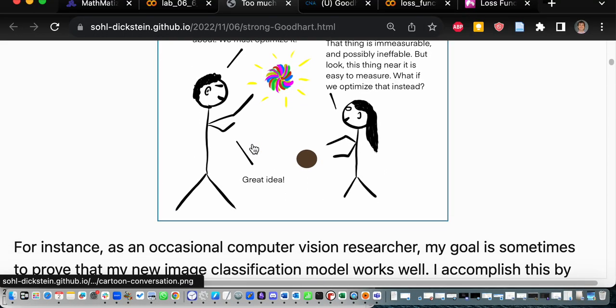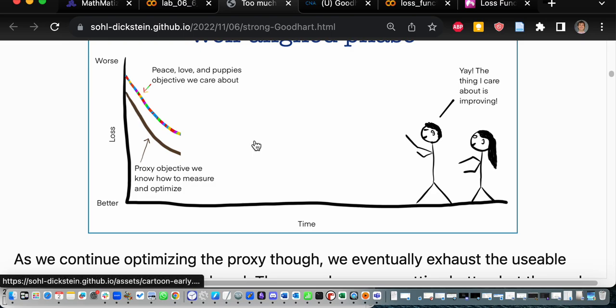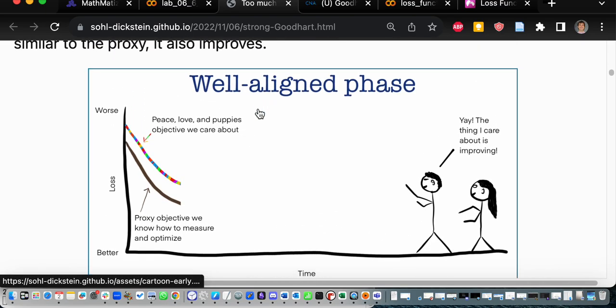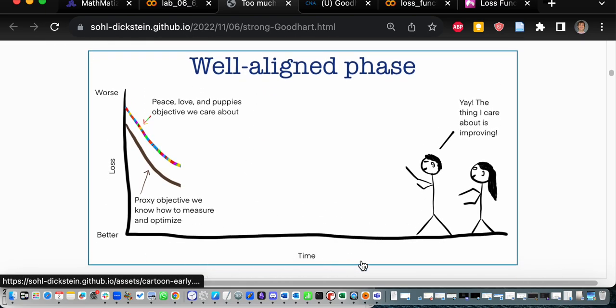And what happens is, and you've seen many graphs like this, first, you have the well-aligned phase. So as you go and you're optimizing, the good thing, the rainbow color thing we want to optimize, is also improving. But the proxy objective, the easy to measure thing, is improving too. And yay, the thing I care about is improving. We have peace, love, puppies in the objective we care about. Everything is going well. That's the well-aligned phase. And this means things are going well. You don't have overfitting. Things are working the way you want.